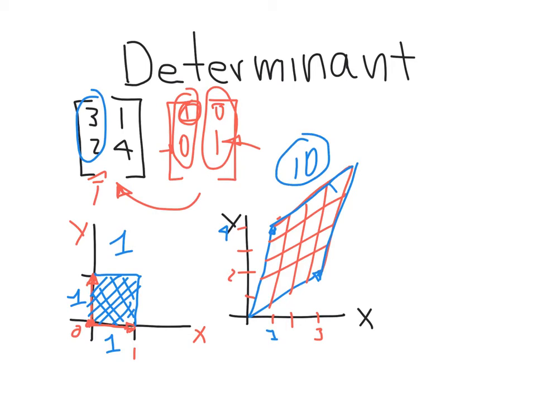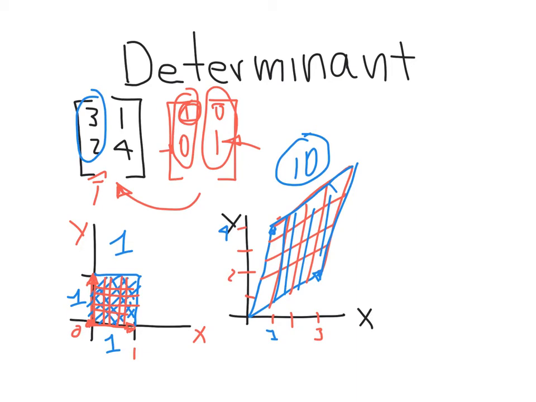Basically the determinant is as simple as how much larger this new shape is compared to a 1 by 1 original shape.